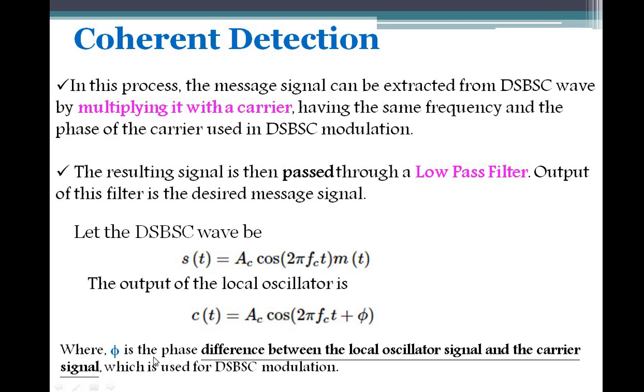Here the phi why we are using is, it is the phase difference between the local oscillator signal and the carrier signal which is used at your DSBSC modulation. It means which is used at your transmitter side. So it gives your phase difference, which is very necessary to get a synchronized carrier and to get the desired message signal. So that's the reason why we are adding the phi, which is the phase difference between the local oscillator signal used at the receiver side and the carrier signal used at the transmitter side or the DSBSC modulation. Clear?